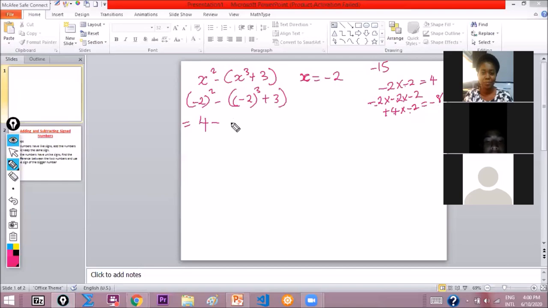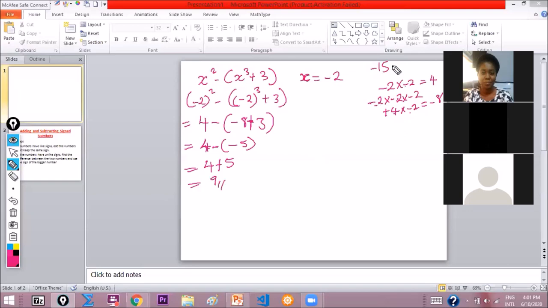So in the bracket, minus 8 plus 3. Okay? So we have equal to 4, minus 5. What is minus 8 plus 3? Minus 5. Good. When we open up this bracket, this minus sign times this minus sign, what will this plus give? Plus 9. Plus 5. So our answer is what? 9. Okay. Good.